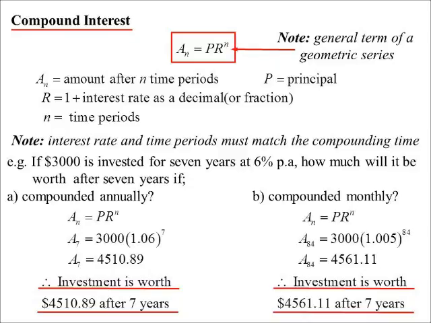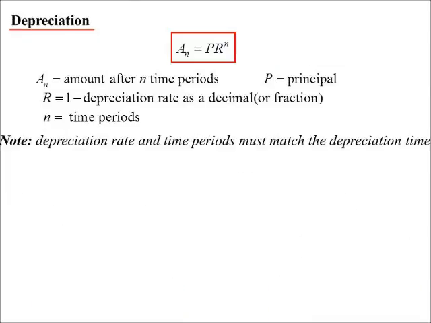So in fact, when you are investing, or even borrowing money for that matter, ideally you want the interest to be done in smaller and smaller amounts, because it'll grow quicker and quicker. Now, depreciation is basically the same, because it's still PR to the n at the end, but now instead of adding on interest rates, you're subtracting a depreciation rate. So it's still like a geometric series.